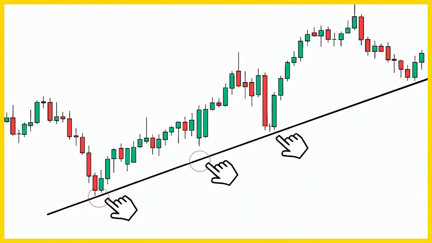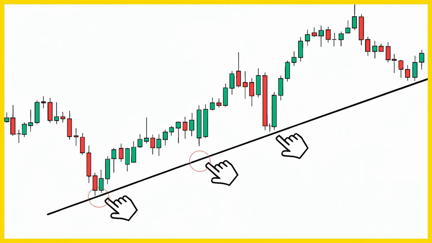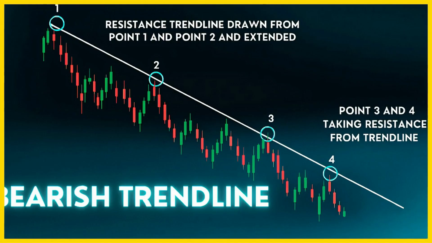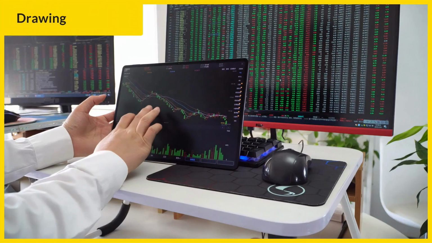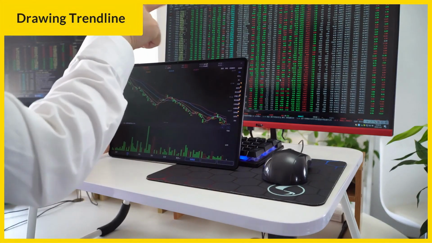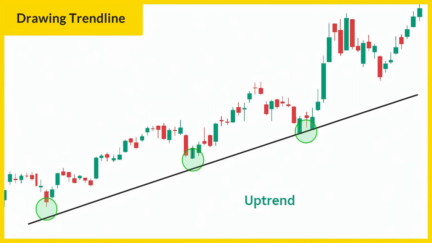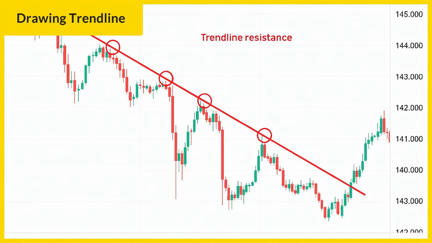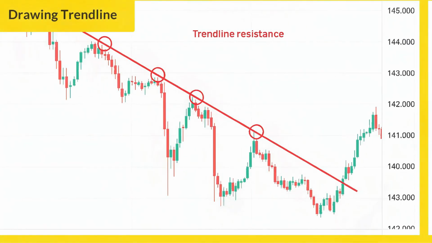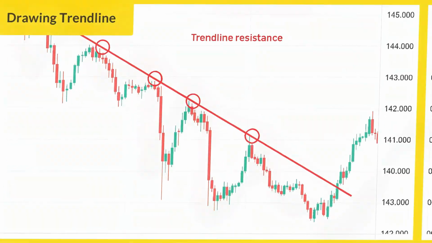Let's begin with the fundamentals. What exactly is a trend line? A trend line is a straight line drawn on a chart by connecting two or more price points, extending into the future to act as a line of support or resistance. It visually represents the direction and strength of a trend. To accurately draw a trend line, you need at least two significant price points. For an uptrend, connect two or more consecutive swing lows. For a downtrend, connect two or more consecutive swing highs. The more points a trend line touches, the stronger and more reliable it becomes.